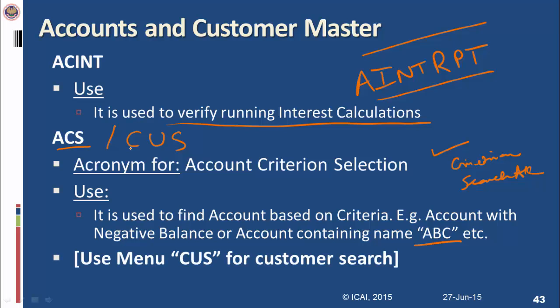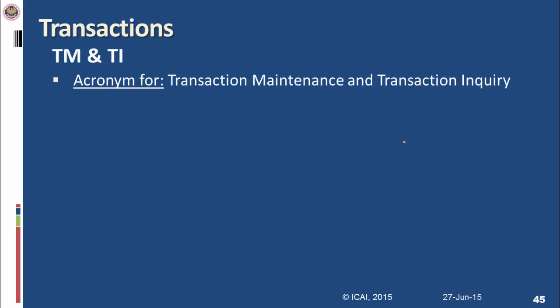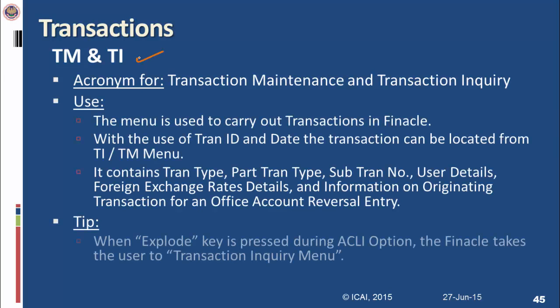Okay, right. Transaction menu. So we will now check the menus which are available under the transaction, TM and TI. This is the menu through which the transactions are recorded. When we press Control E in the ACLI option, we are taken to the TI and TM option only, right? It contains the part tran type, transaction type, sub tran type, narration, amount, and all the details.